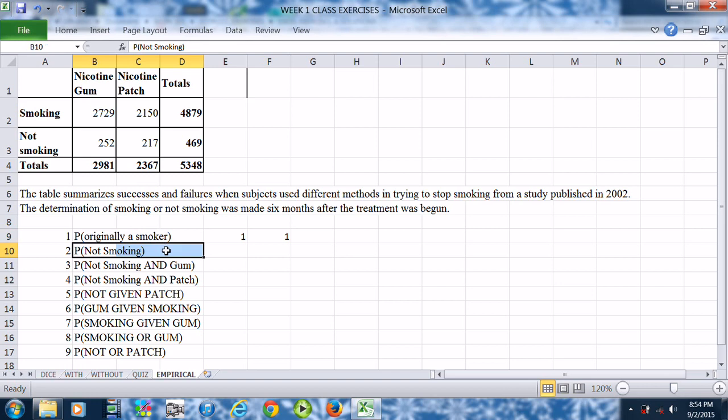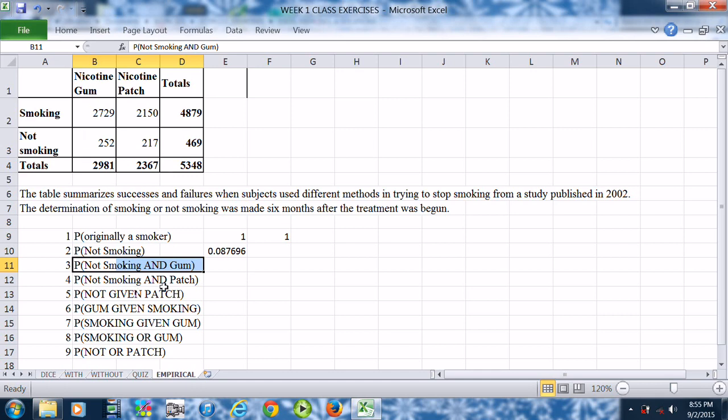What's the probability that from this table somebody is not smoking after 6 months? Well, the total number who are not smoking after 6 months is 469 out of the grand total of 5,348. So 0.087696.